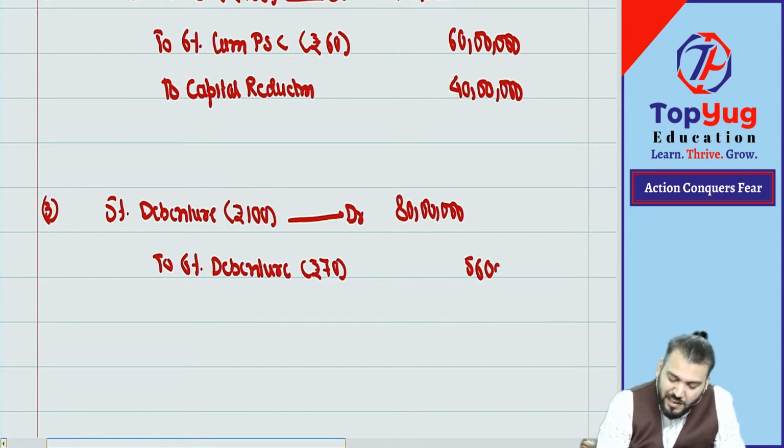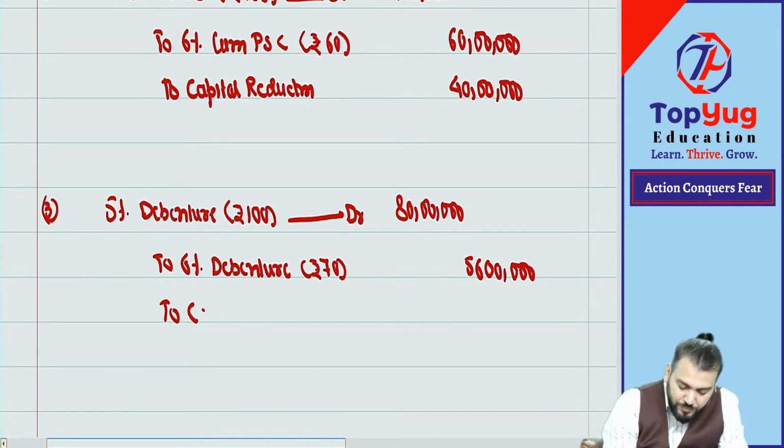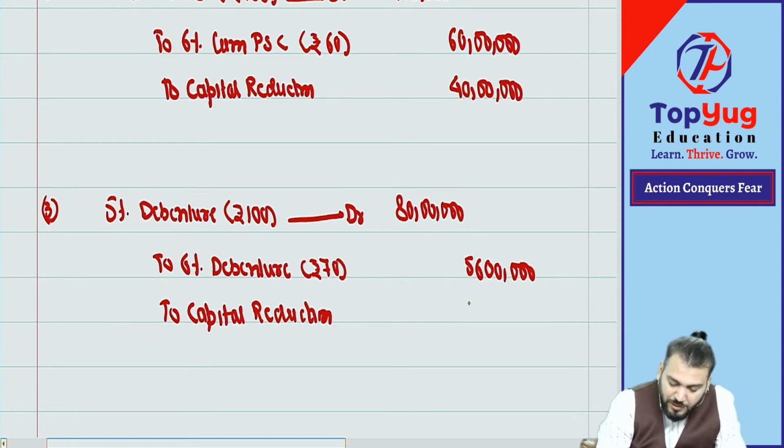56 lakh. 56 lakh, and the difference will be transferred to capital reduction account. What do you think? Chapter is very easy. It becomes 24 lakh. Chapter cannot be easier than this.